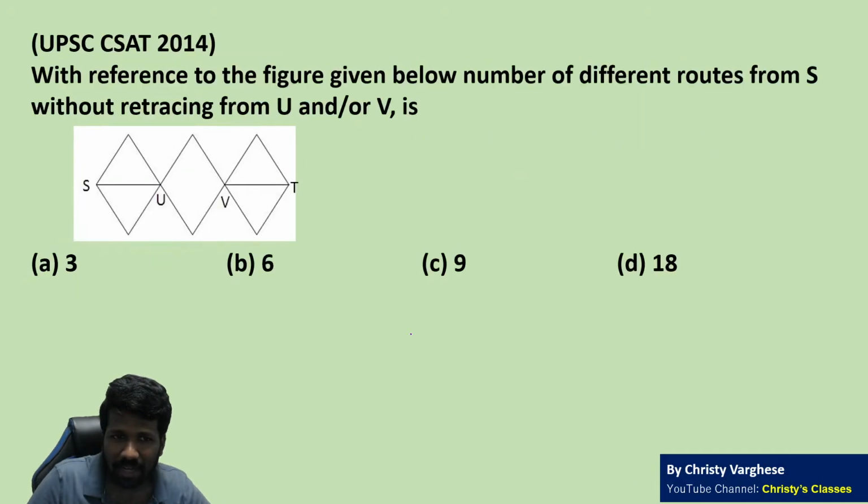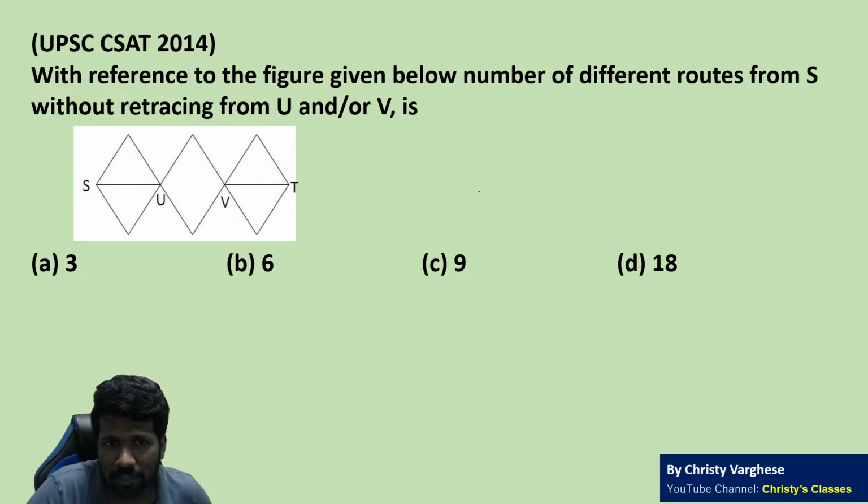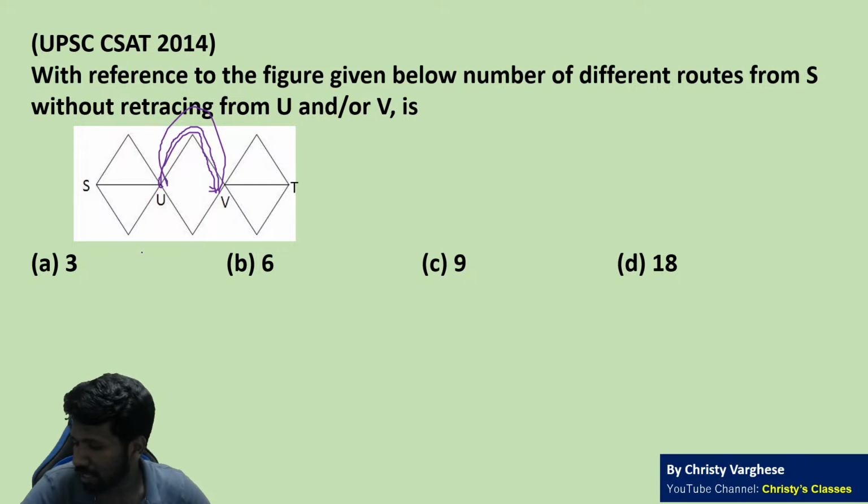And the same thing was asked multiple times in previous years. This is not limited to 2 sets only. It can be extended to any number of sets. For example, this question, due to lack of time, I will start explaining. With reference to the given figure, number of different routes from S without retracing. Retracing means you cannot draw the path again. Like if you have gone through this, you cannot repeat the path again. That is retracing. So retracing is not allowed.